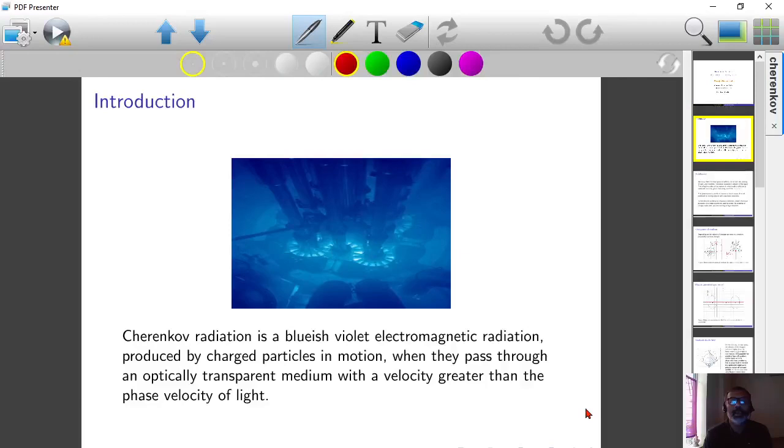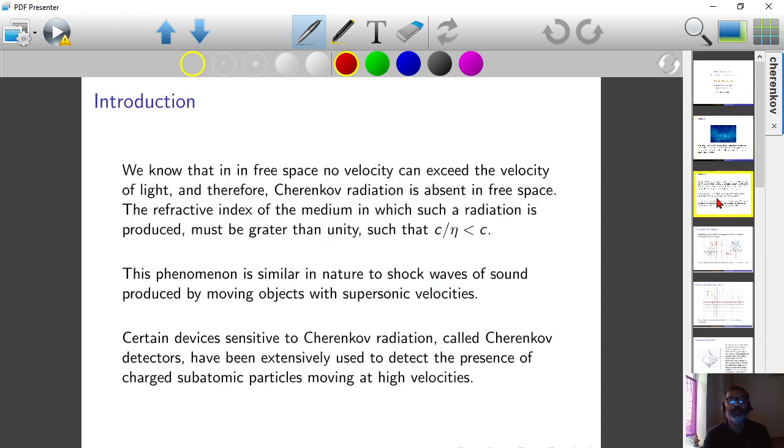Cherenkov radiation is a bluish violet electromagnetic radiation produced by charged particles in motion when they pass through an optically transparent medium with a velocity greater than the phase velocity of light.